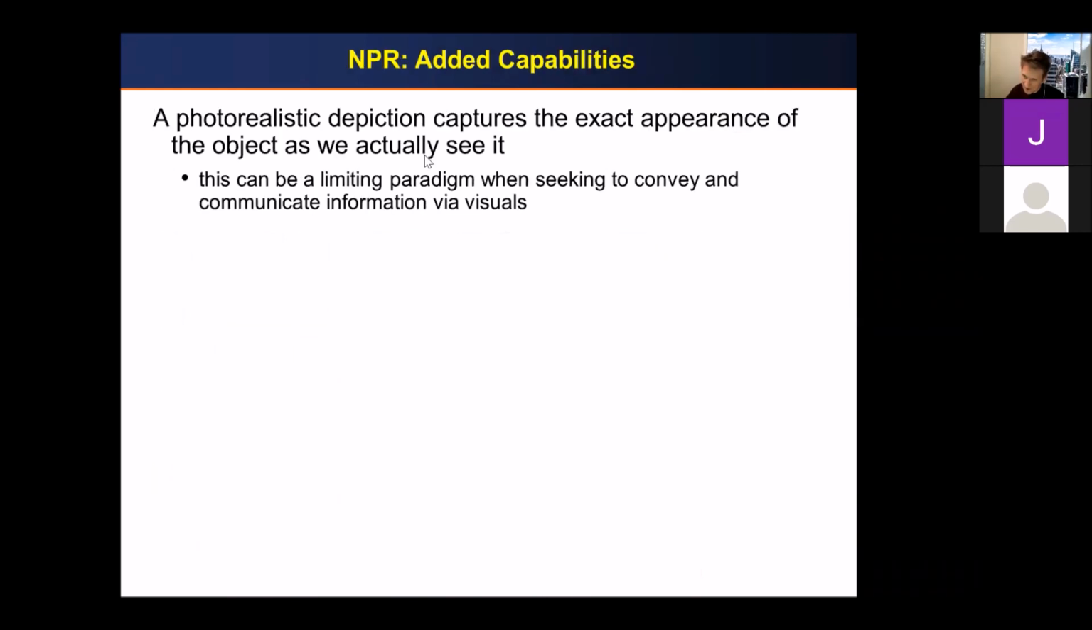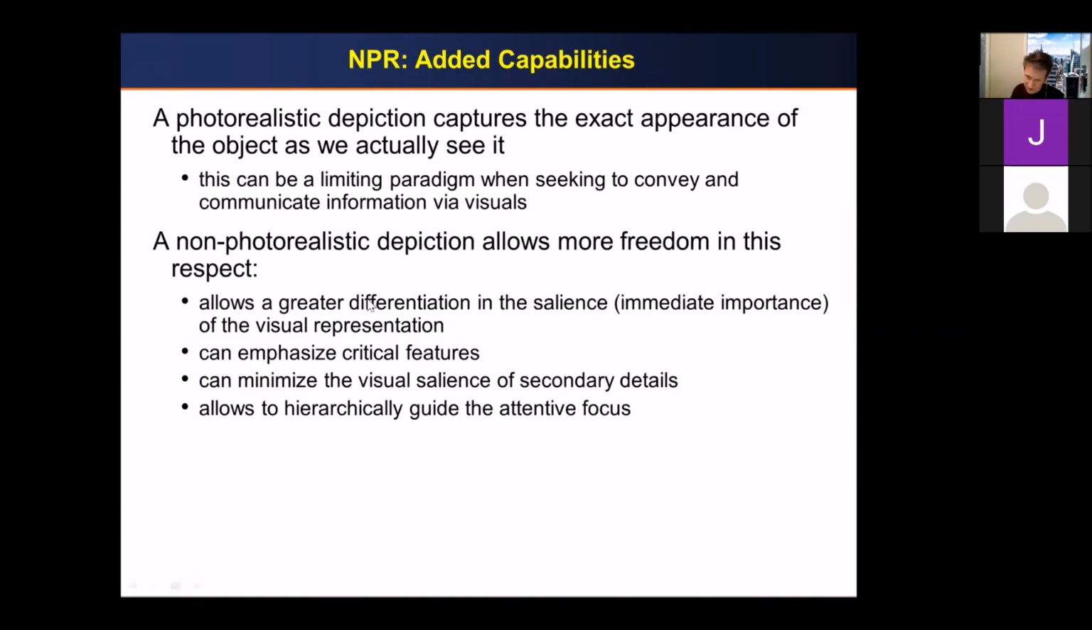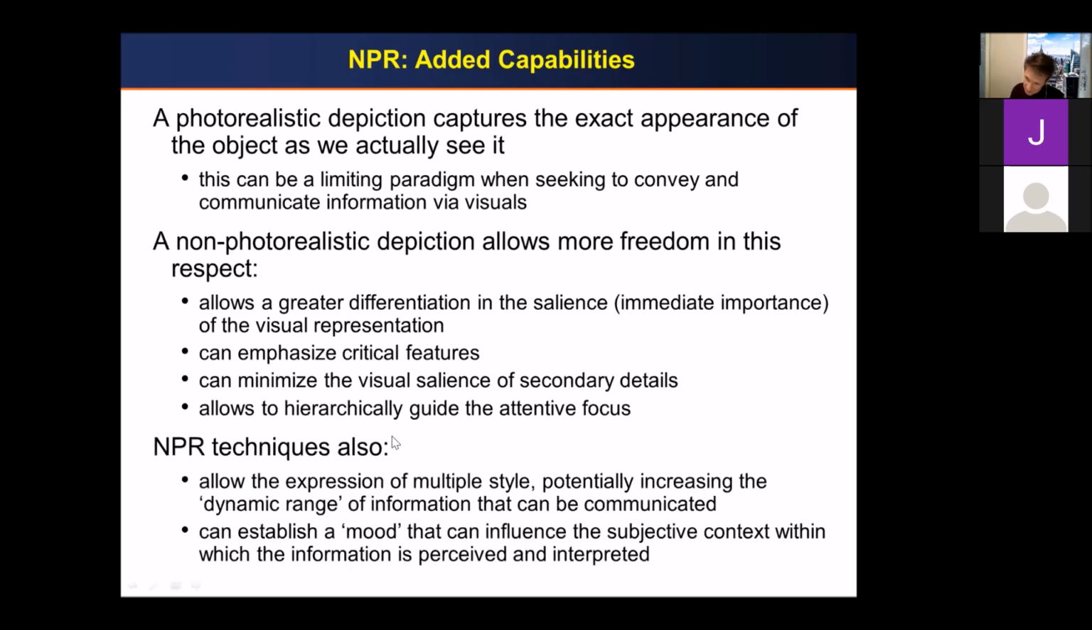Now, just the definition of photorealistic and non-photorealistic rendering. A photorealistic depiction captures the exact appearance of the object, which can be a limiting paradigm. That's why you want non-photorealistic rendering, because you have complete freedom. You can differentiate salient features and suppress other things, and quickly guide the user to the object that you want them to see, and de-emphasize other things that are not relevant through this non-photorealistic depiction. You can also use multiple styles.